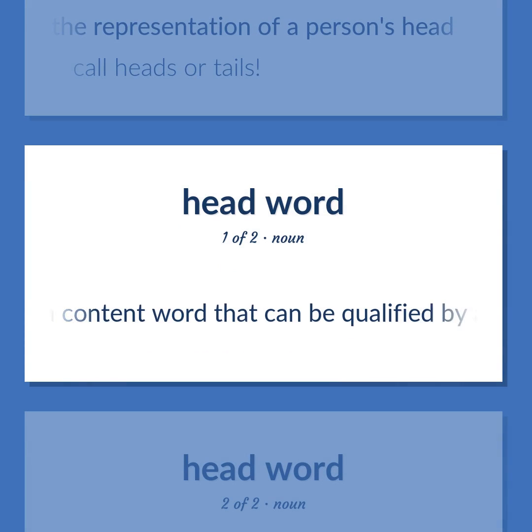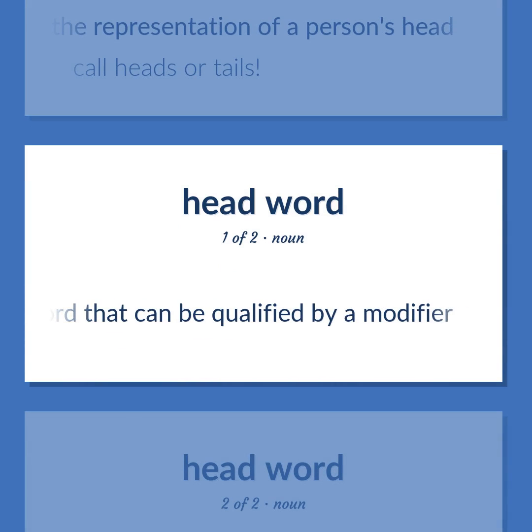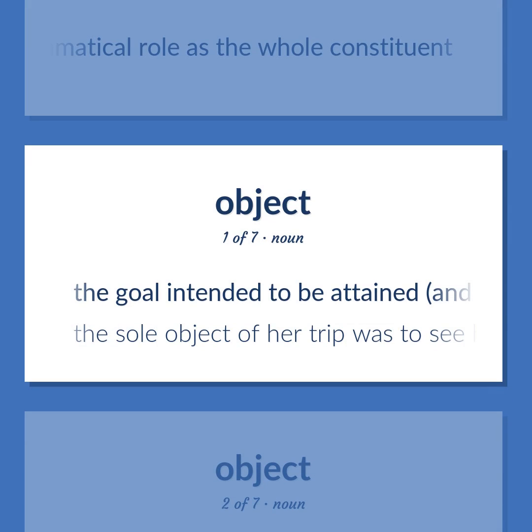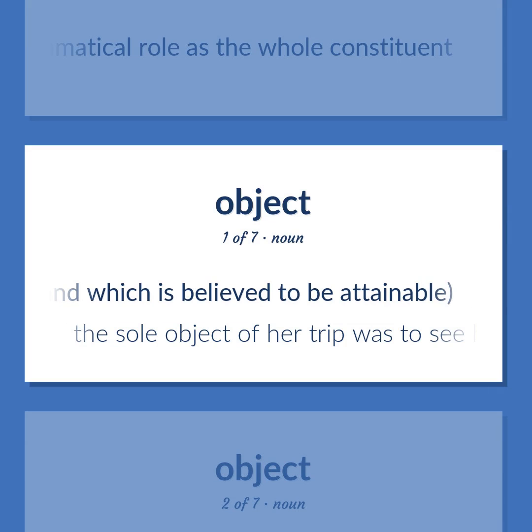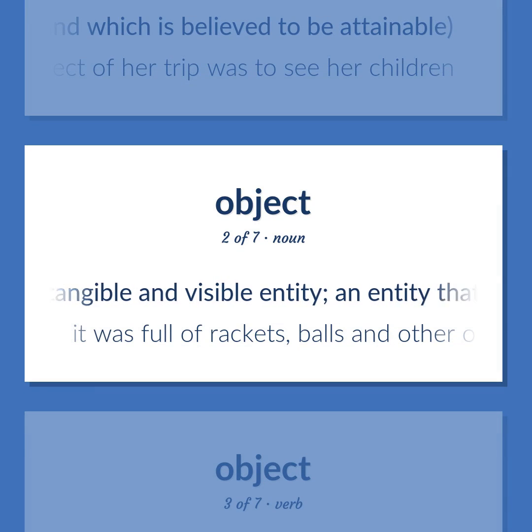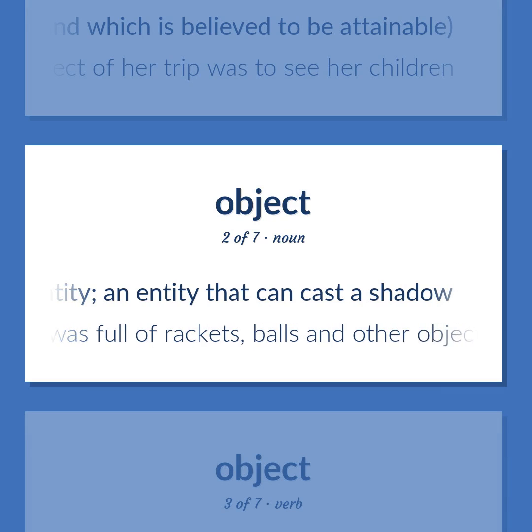A content word that can be qualified by a modifier. Grammar, the word in a grammatical constituent that plays the same grammatical role as the whole constituent. The goal intended to be attained, and which is believed to be attainable. The sole object of her trip was to see her children. A tangible and visible entity. An entity that can cast a shadow. It was full of rackets, balls and other objects.